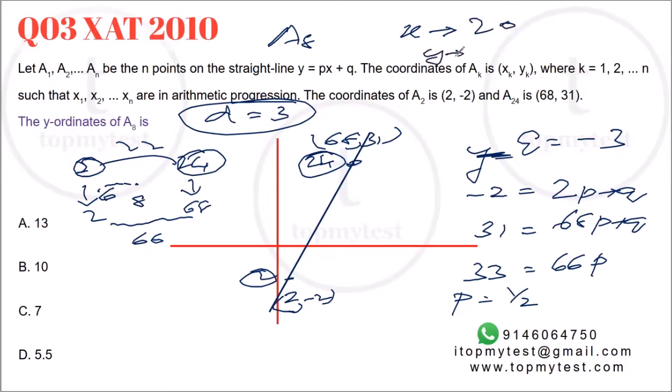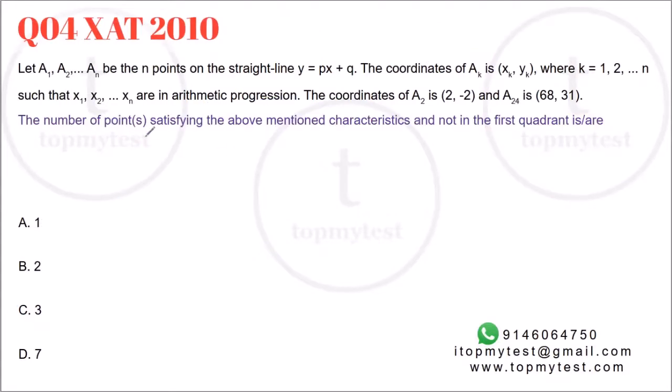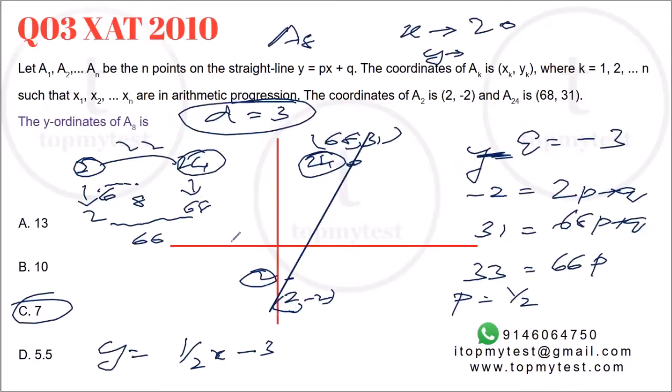What will be the value of y here? Substitute this. The equation of the line is y equals half x minus 3. So half of 20 is 10, 10 minus 3 is 7. First part is done. The second part says the number of points satisfying the above mentioned characteristic and not in the first quadrant. So they should satisfy this criteria but not be in the first quadrant. Now we know x is always positive, right?